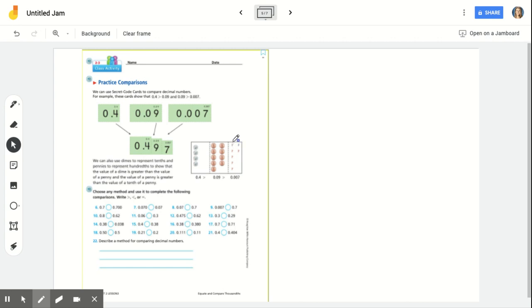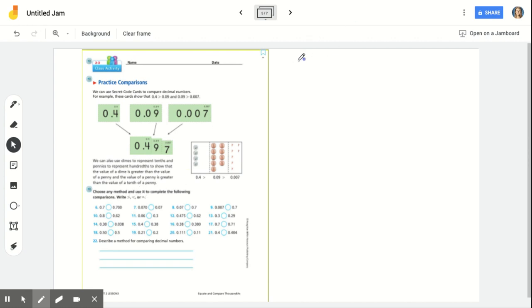Okay. And then it says we can also use dimes to represent tenths and pennies to represent hundredths to show that the value of a dime is greater than the value of a penny, and the value of a penny is greater than the value of a tenth of a penny. Okay, and then it says choose any method and use it to complete the following comparisons. Write greater than, less than, or equal to.